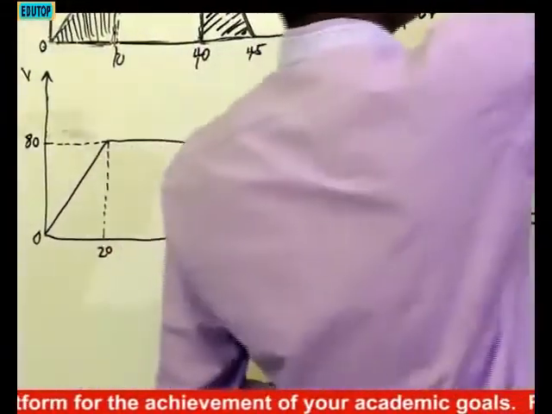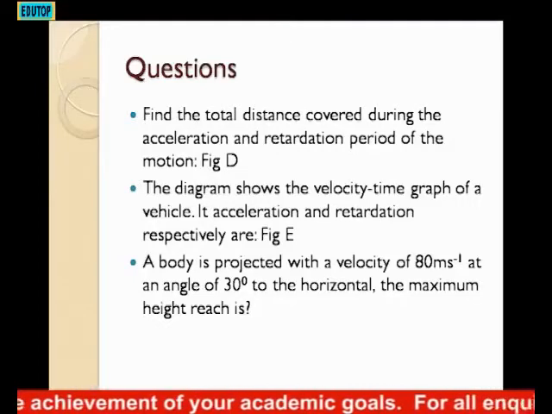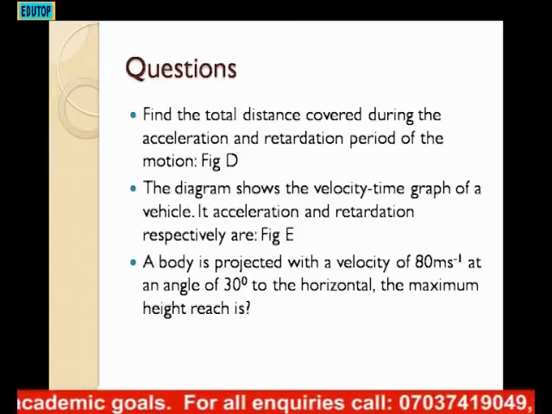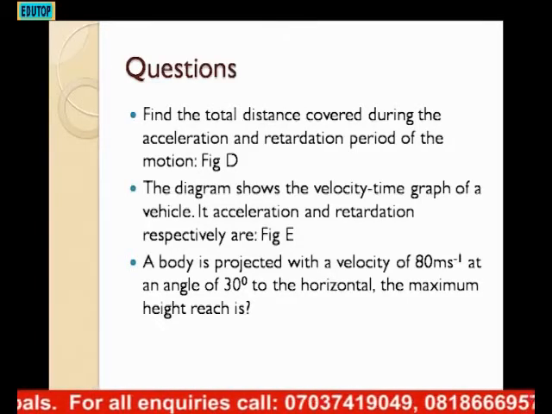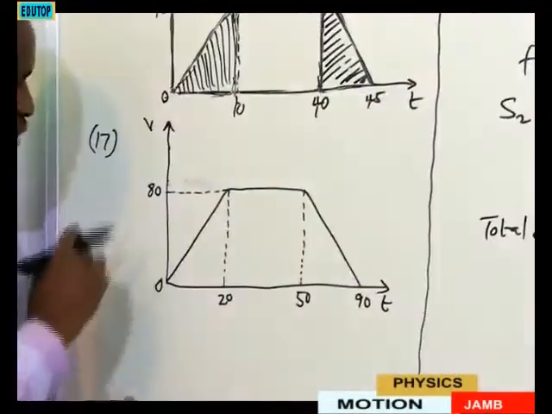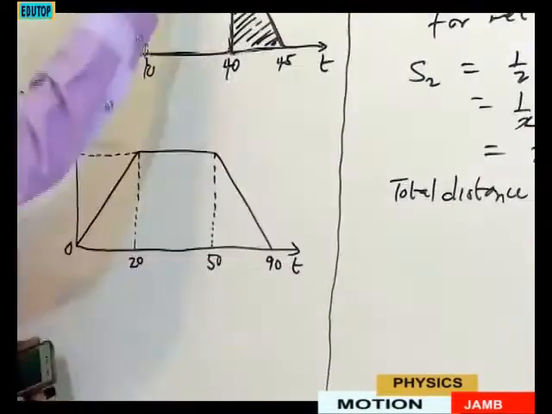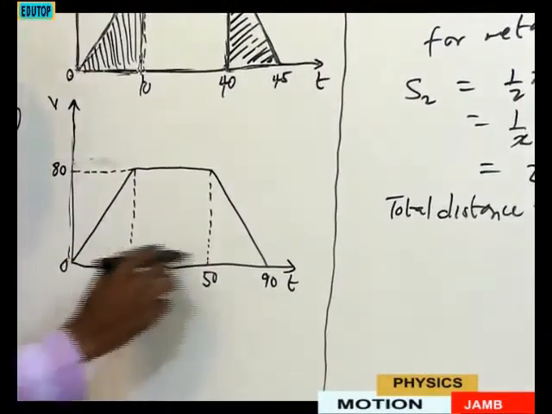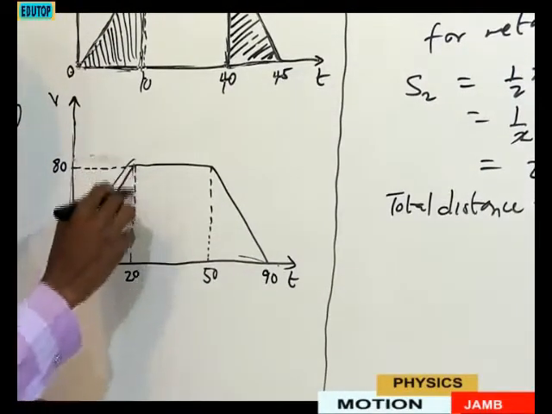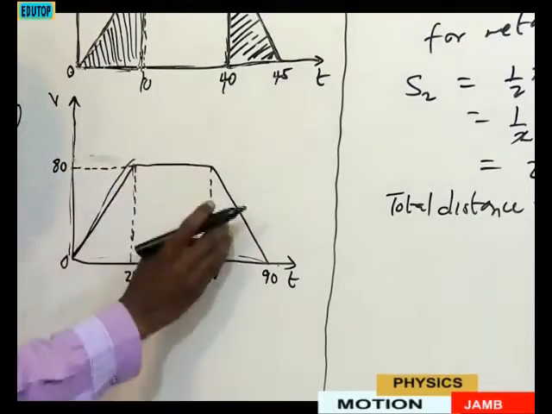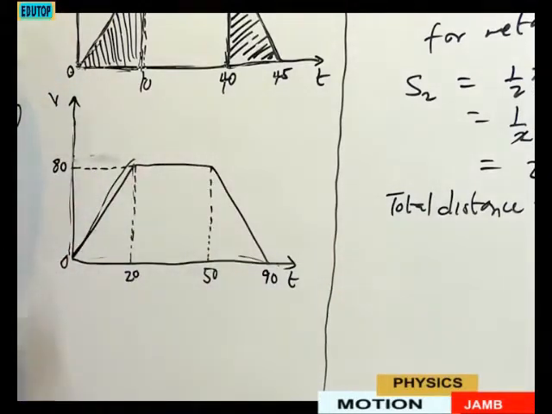Question number 17. The diagram shows the velocity time graph of a vehicle. Its acceleration and retardation respectively are, look at this diagram. Question number 17. It's the same diagram with what we have been dealing with. This is the velocity, this is the time, this is the acceleration, this is the retardation. So we are going to calculate the acceleration separately, retardation separately. And that is what the question is saying. What will be the acceleration and retardation respectively?